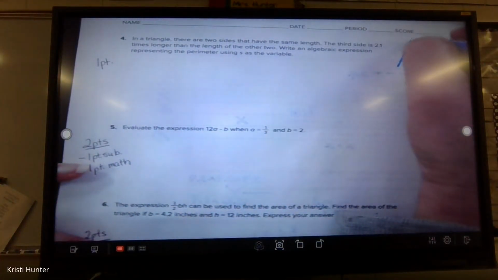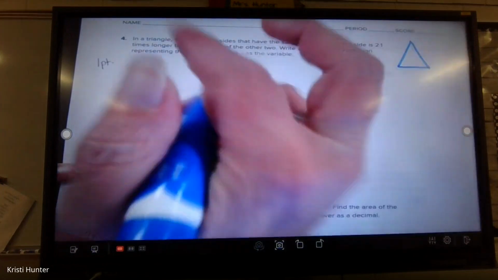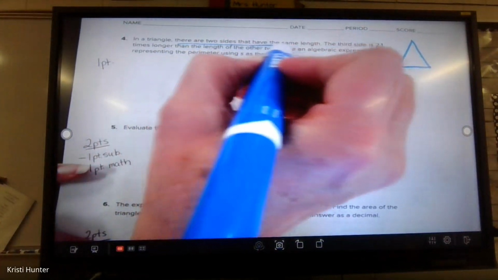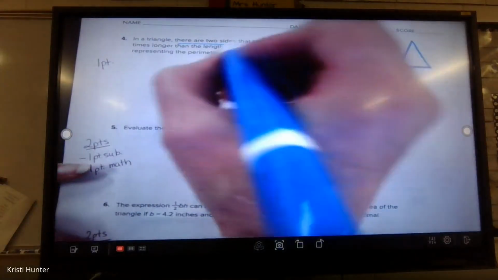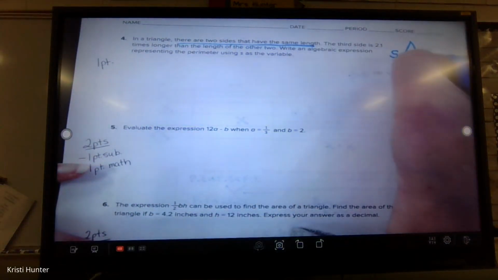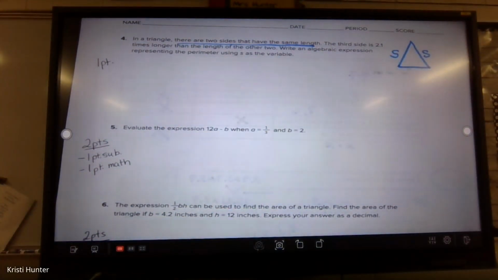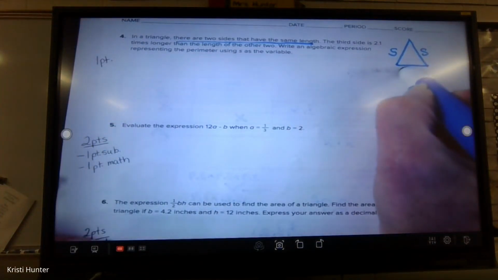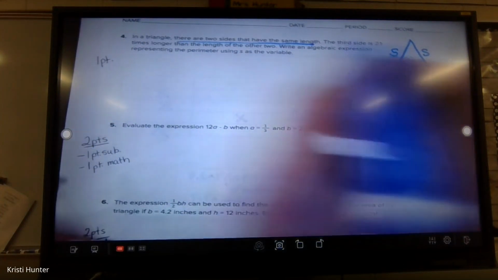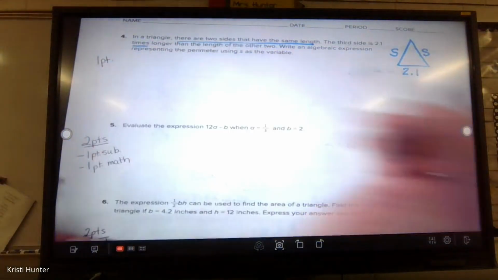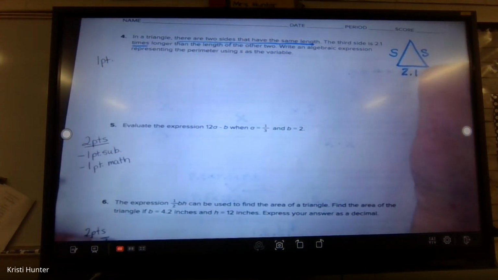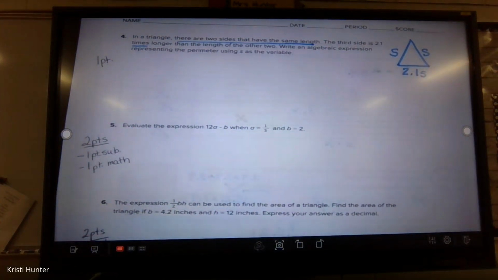So here's my triangle, and here's what it says. There are 2 sides that have the same length, and it told me to use S as my variable. So 2 sides are the exact same. This third side is 2.1 times longer than the other side. So it's 2.1S. And then it says, write the equation for the perimeter.